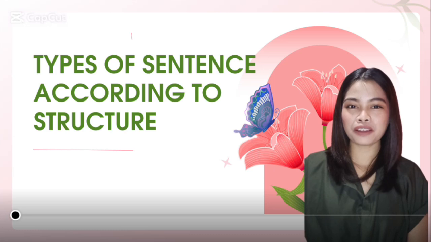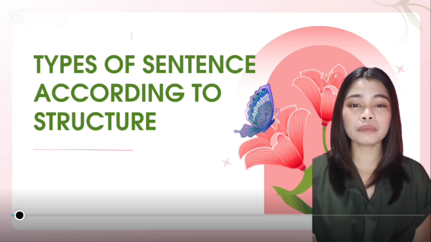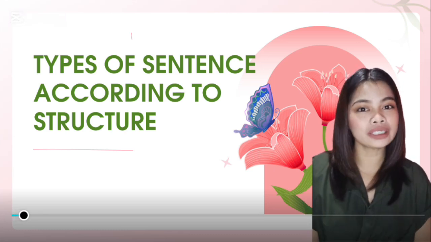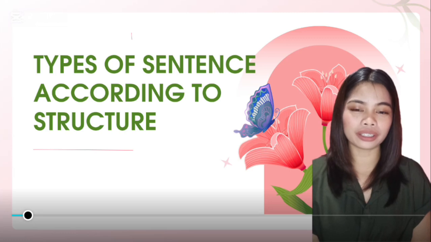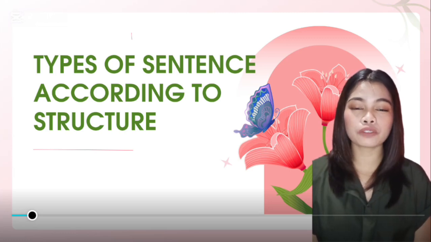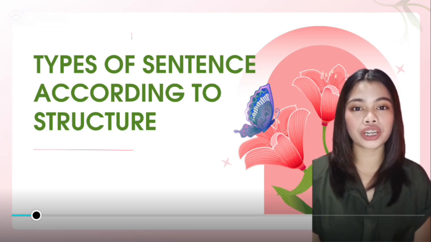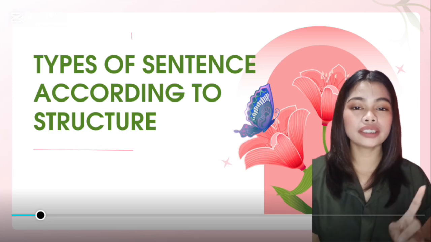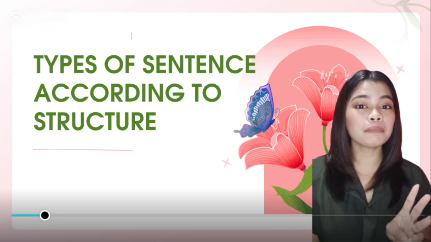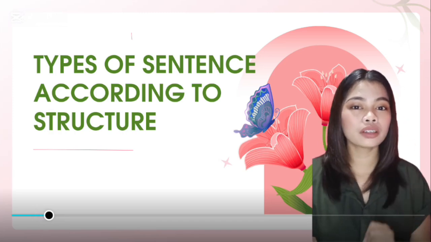Hi, good day. For this video, we are going to talk about the 4 different types of sentences according to structure. The 4 different types of sentence according to structure are simple sentence, compound sentence, complex sentence, and compound complex sentence.